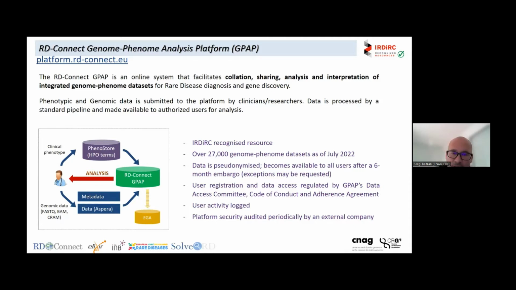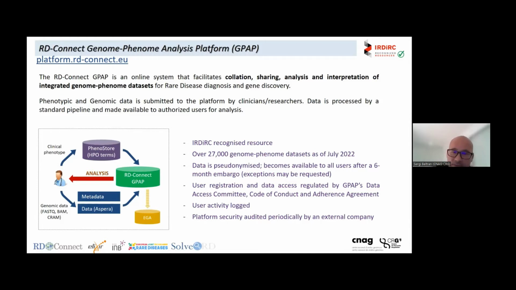Currently, we have over 27,000 genome-phenome data sets, and these are mostly genomes and exomes, together with the clinical and phenotypic information. Not all of these data sets belong to patients. In many cases, they also belong to relatives of these patients, because it's easier to analyze the data when we have more information than just the patient.